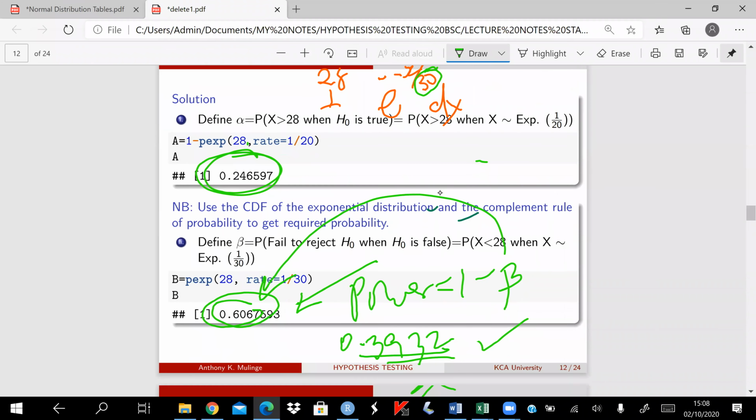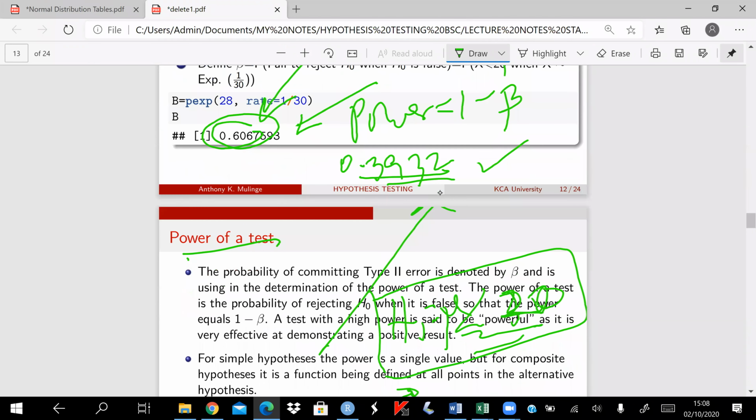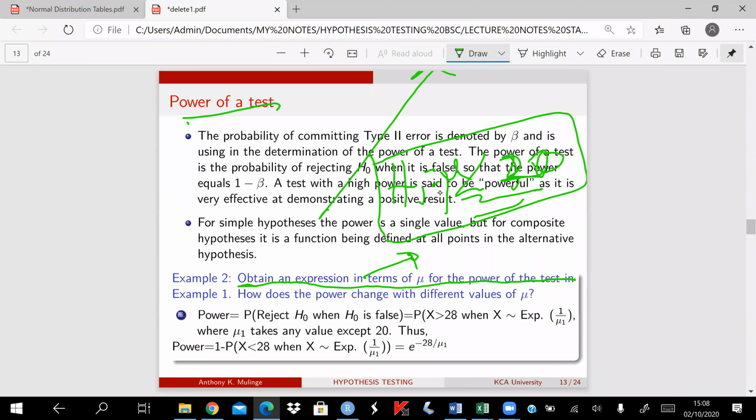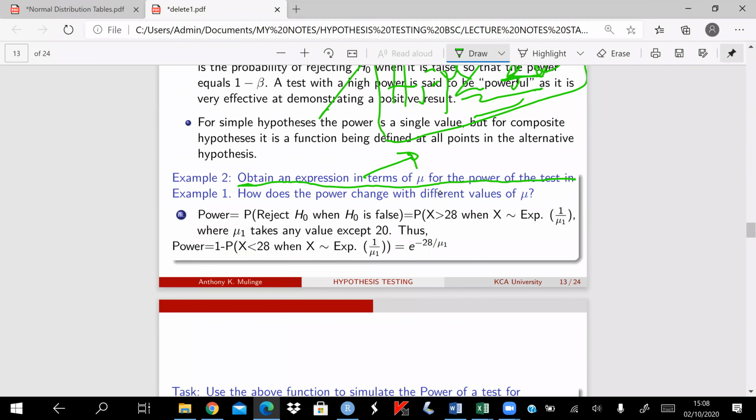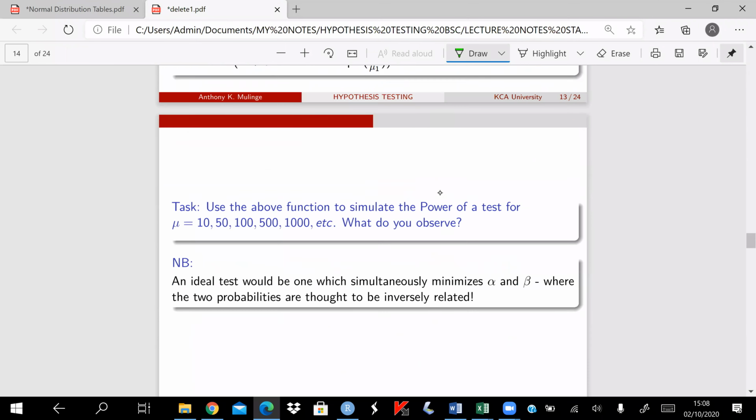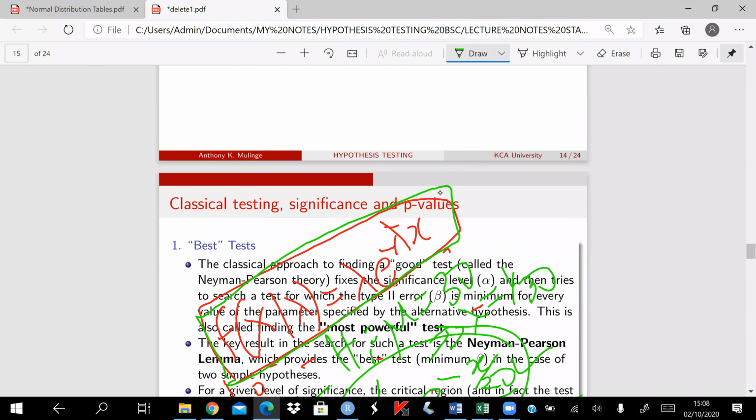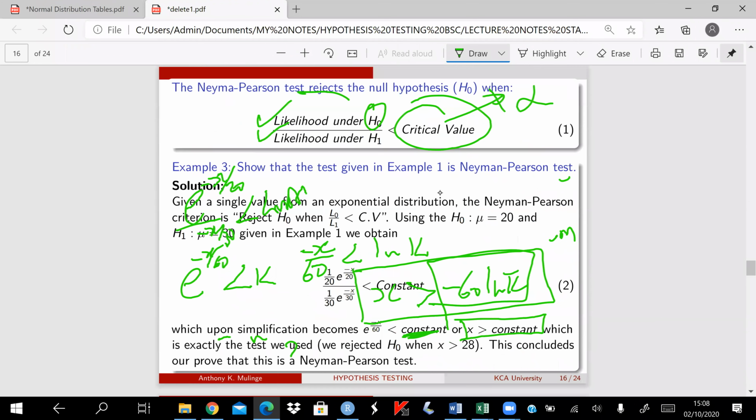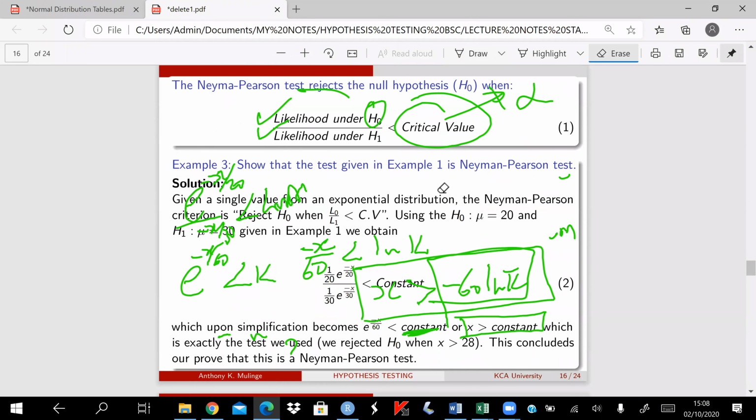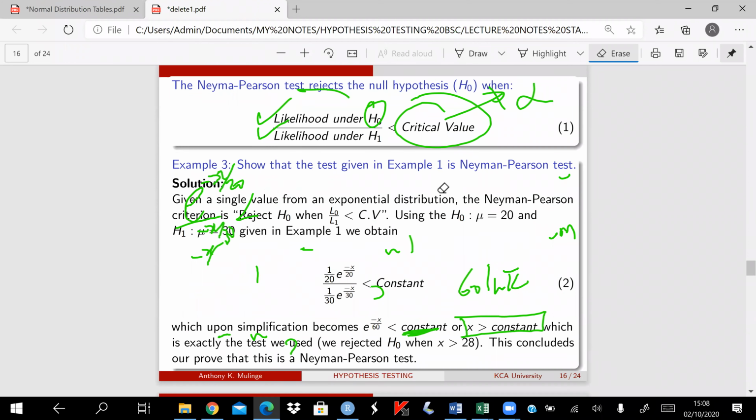So that just agrees with what that test was all about, because we were rejecting the null hypothesis when x was larger than some constant. In our case, that constant was specifically 28. So that is enough proof that the test that we have conducted there, in example 1, was a Neyman-Pearson test.